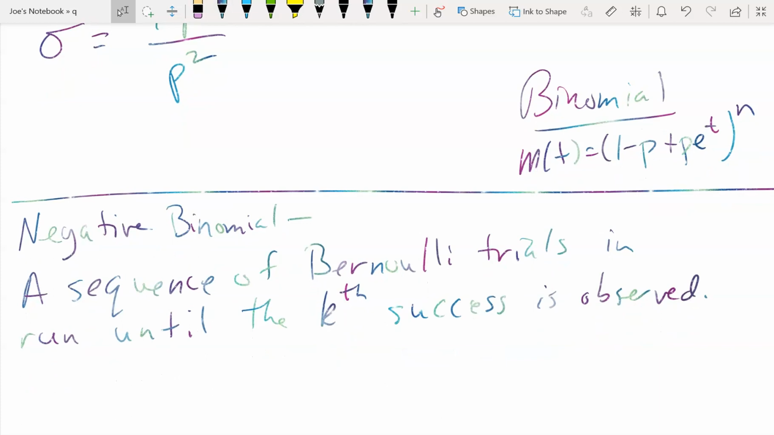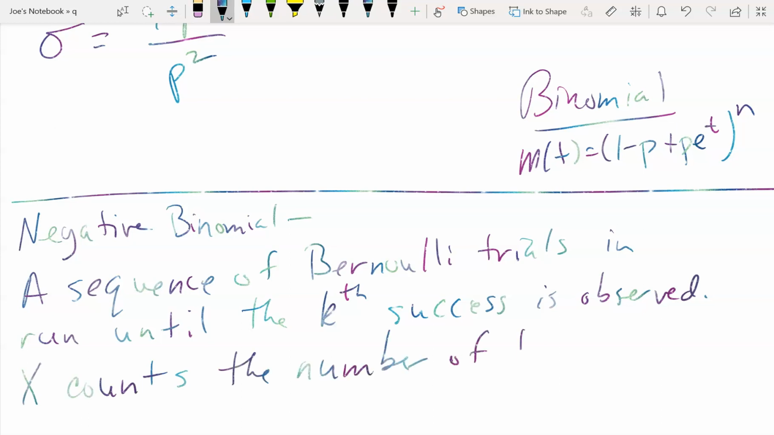And then x is going to count the number of trials. I'm going to leave it as k now, but the book uses r. It doesn't really matter. It's just a counter. It's just a constant. It doesn't matter what it is.